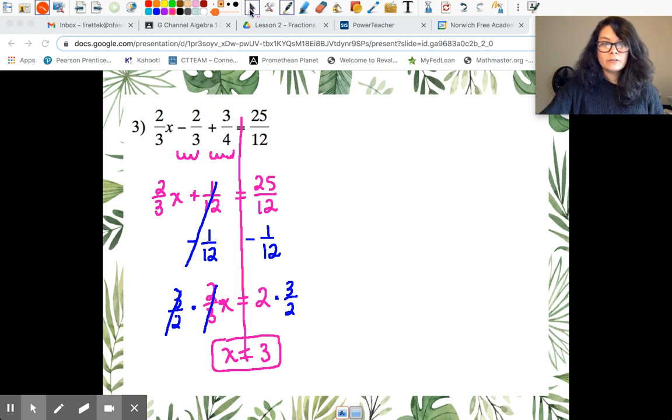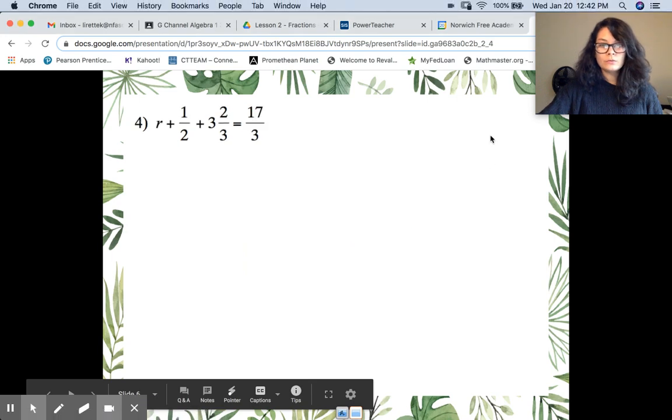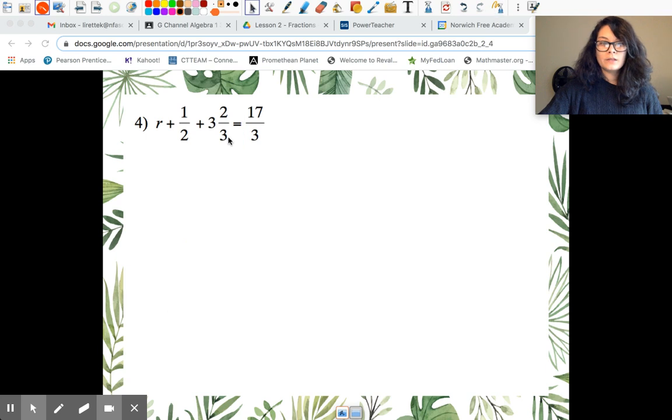I believe I've got 1 or 2 more that I'm going to walk you guys through, and then I'll give you some to try on your own. Go ahead and copy this one down in your notes. Again, you might want to draw a line down the equal. I don't see parentheses, so I can skip that step.